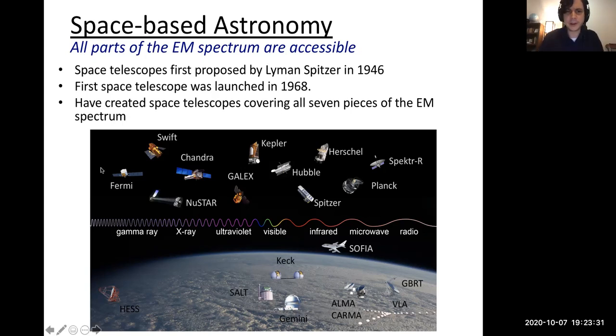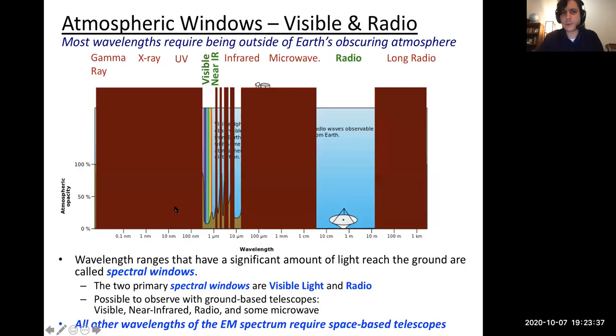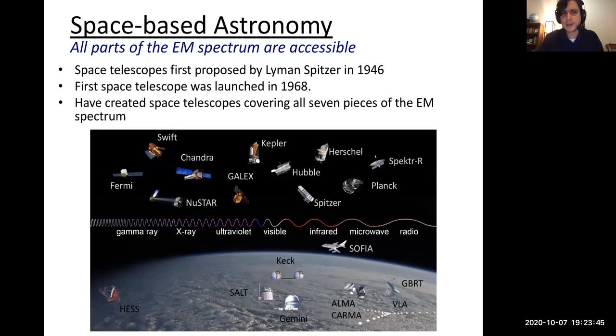In this graphic right here, let's pay attention to the space telescopes. We need space telescopes for everywhere this plot is red, every place where the atmosphere is a wall and doesn't let any of the light down to the surface. And we have some pretty amazing observatories, like the great observatories of NASA, which include things like Fermi, GALEX, Chandra, Hubble, Spitzer.